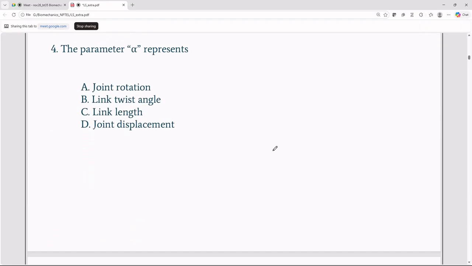Next question. What does the parameter alpha represent in DH? Options are option A, joint rotation. Option B, link twist angle. Option C, link length. Option D, link displacement.